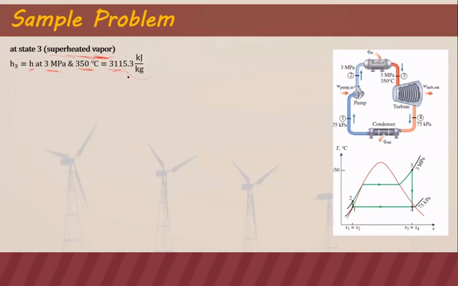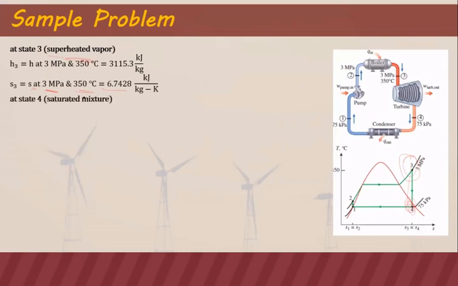3,115.3 kilojoules per kilogram. So as you can see, you can also find out that the enthalpy at 0.3 is the greatest among the different states. And that is, for this case, 3,115.3 kilojoules per kilogram. Now we will also have to get the entropy at 0.3 so that we can use that idea to get the entropy at 0.4. So the entropy at 0.3 is the entropy at 3 megapascal and 350 degrees Celsius, also using the superheated vapor table. So that is 6.7428 kilojoules per kilogram Kelvin.